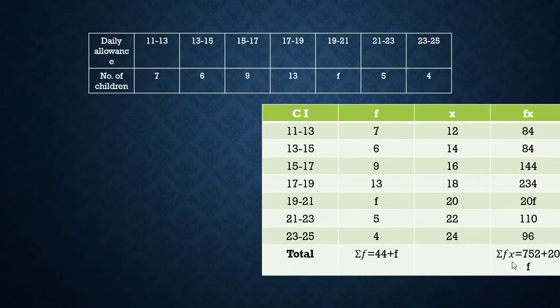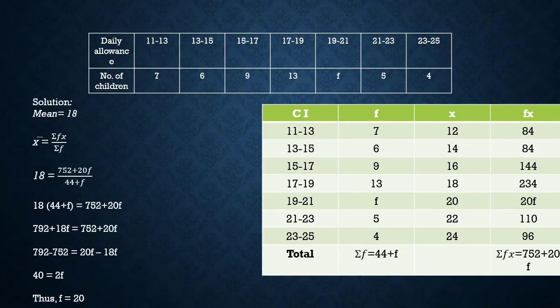So, now we have summation fx and summation f, and we are also told the value of mean. The mean of the data is 18. So we know mean is equal to summation fx by summation f. We know mean x bar is 18, so put that value 18. Summation of fx is 752 plus 20f, and summation f is 44 plus f.